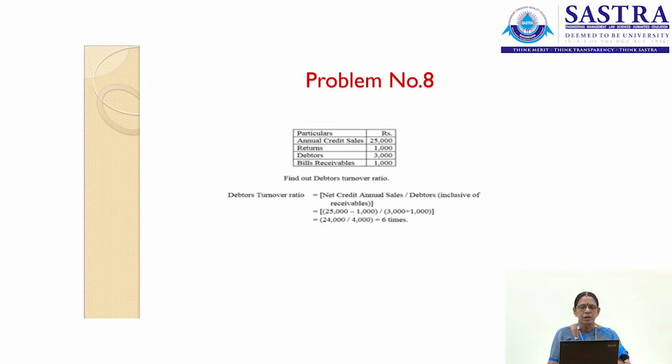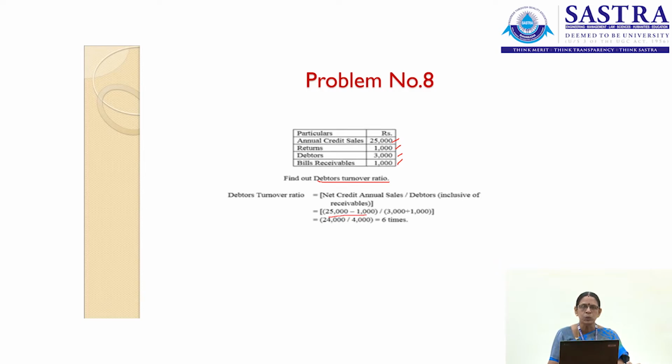Next comes the 8th one. Annual credit sales is 25,000. Returns is 1,000, debtors is 3,000, bills receivable is 1,000. Find out your debtors turnover ratio. Whenever we are going to find out the debtors turnover ratio, we are going to take only the credit sales. Cash sales will not be included. Now annual credit sales is 25,000, we have returns of 1,000 rupees. So net credit sales is 25,000 minus 1,000, that is your sales returns.